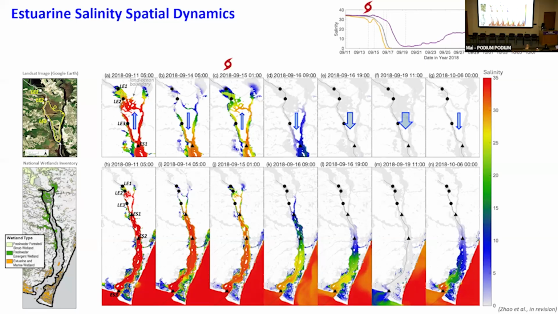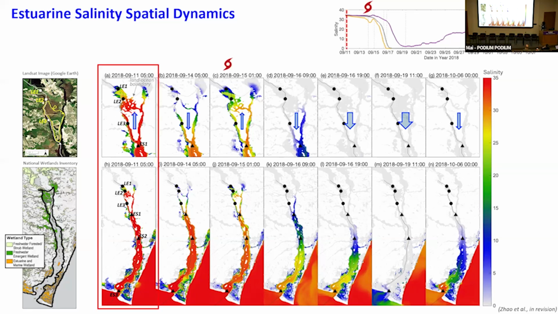And on the small top panel here, I'm showing a zoom-in view of the estuary head as marked by these three selected points. LE1, land estuary transect 1, that point is exactly on the river floodplain. LE2 is on the wetland. LE3 is in the river channel. So what happened during these hurricane events?